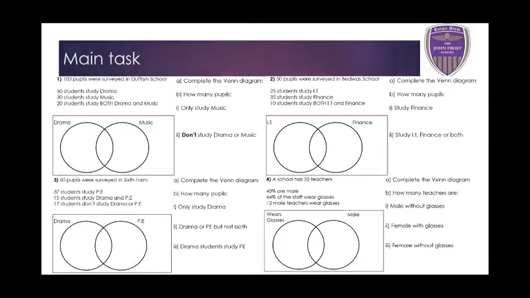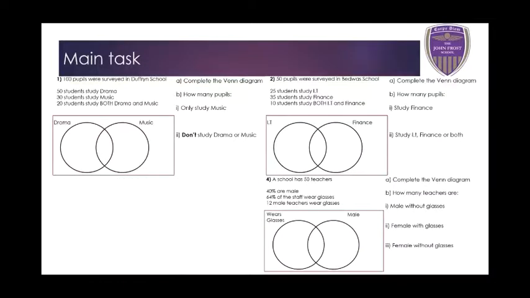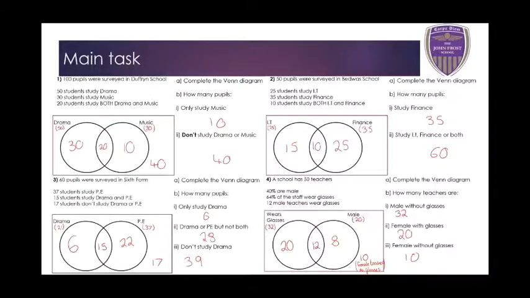Okay, here are your answers. Very well done if you got them all right. And now we're going to be moving on to the checking question.